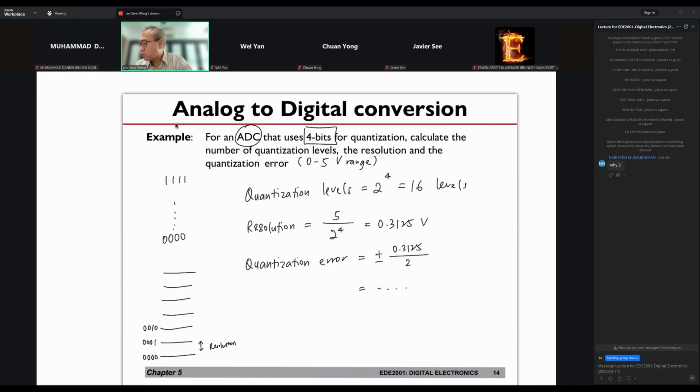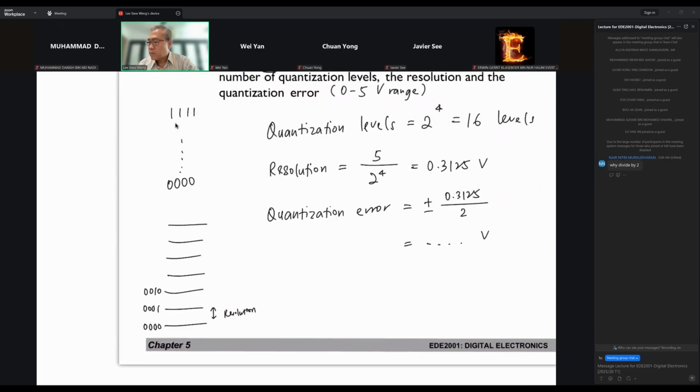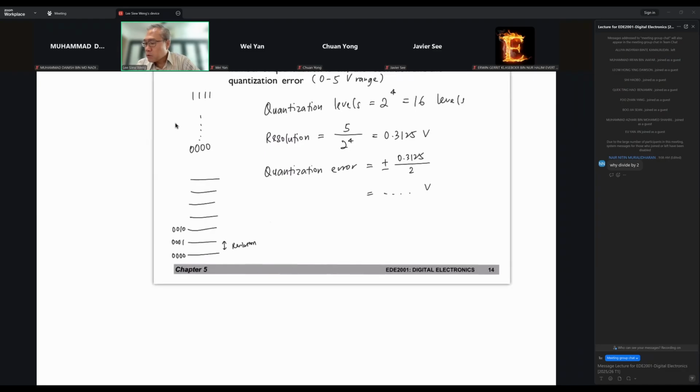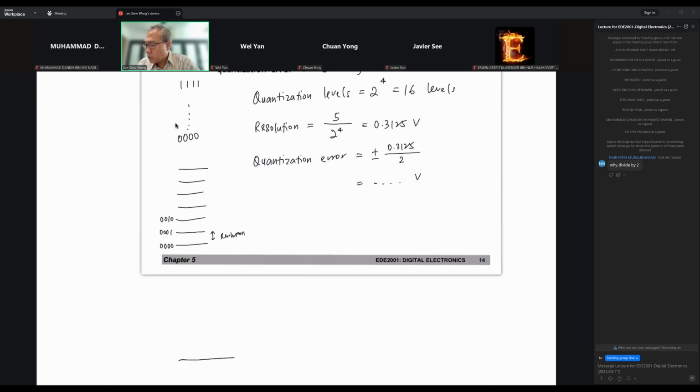Okay, so that will be the quantization error. Why divide by 2? Take note that the circuits that we are using are rounding down. But in general, let's say this is the voltage.